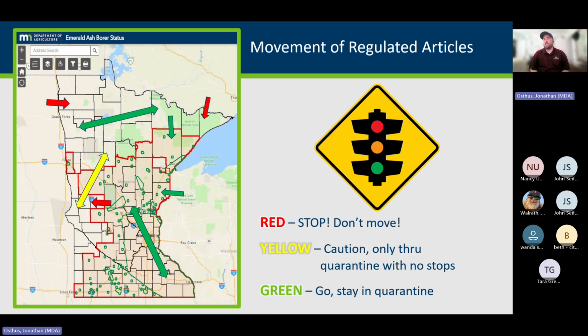And then I have that green arrow. You can move stuff freely into the quarantine area from out of state if you are bordering a quarantine area. So stuff from Wisconsin can come into the quarantine area, or stuff from Iowa can come in from the south into the quarantine area. That's just the gist of what's allowed for movements as far as the emerald ash borer quarantine goes.